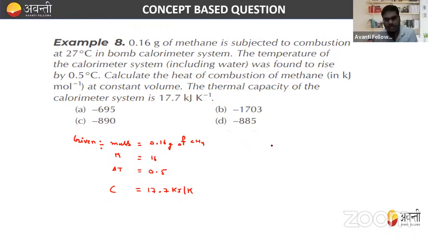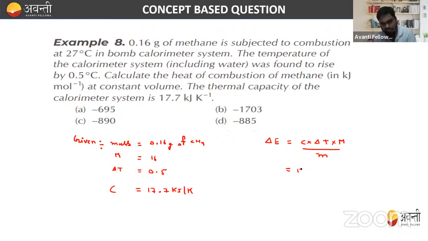So we know the formula for calculating the internal energy, delta E, right? So this is the formula we use. We already derived this formula, right? Delta E is equal to C into delta T into molar mass upon mass, right? Because in the bomb calorimeter, volume remains constant. So you have to calculate this only.